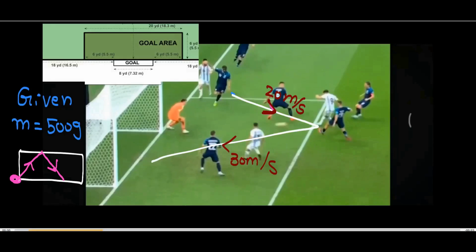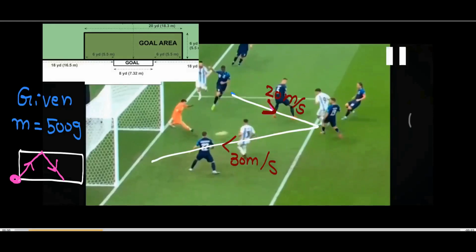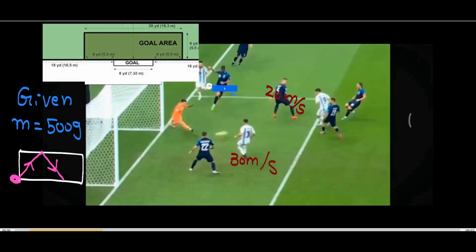Now, at this situation, what do you need? Hit the ball, right? What else do you need to calculate change in momentum? Angle made with the horizontal. Angle we need, correct or not? For the angle, what rough idea should you have?